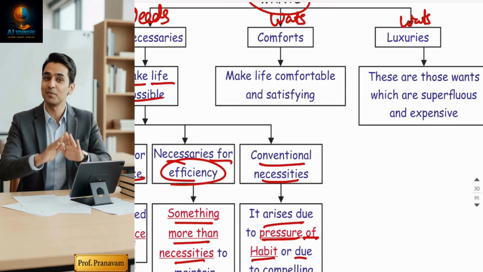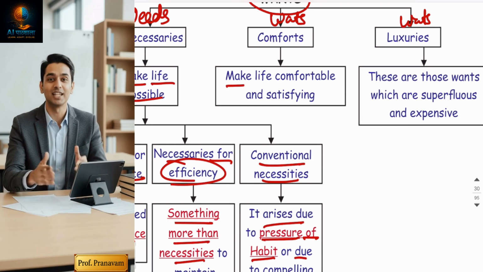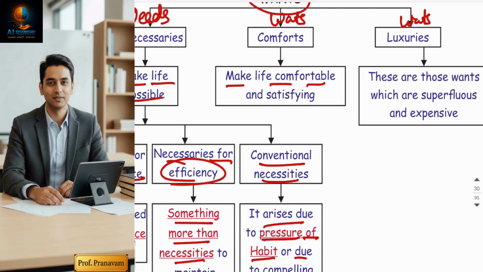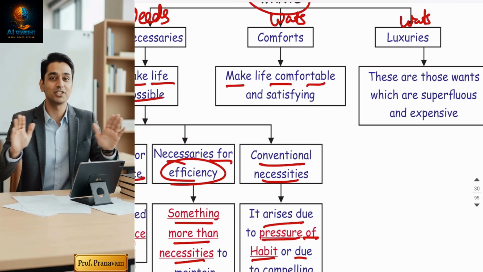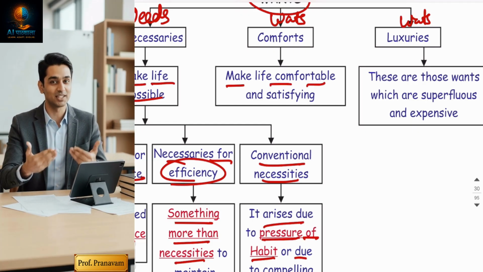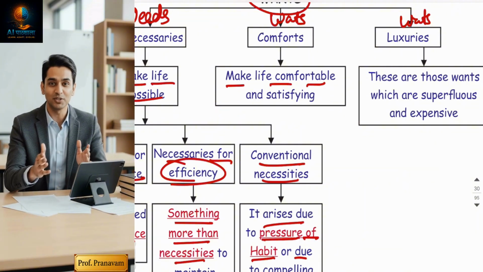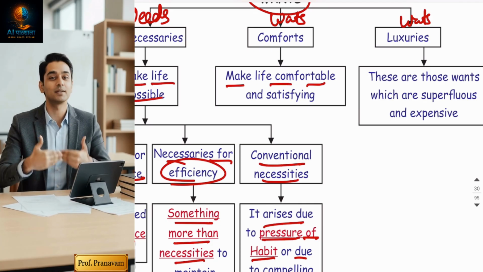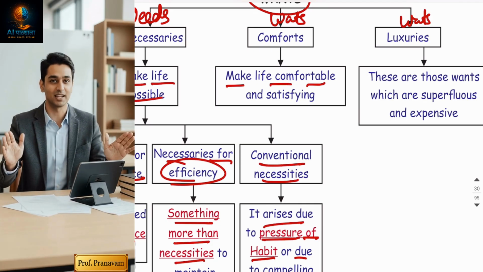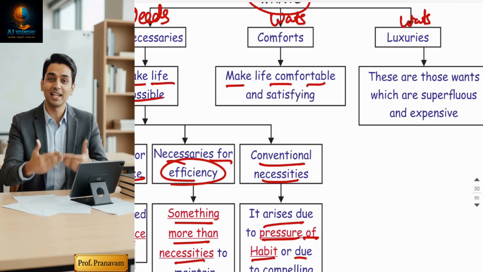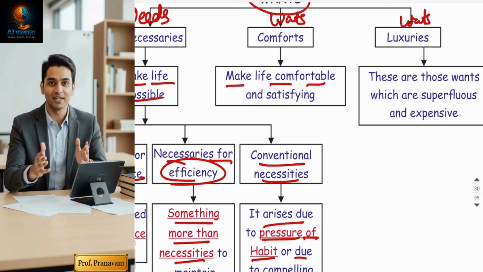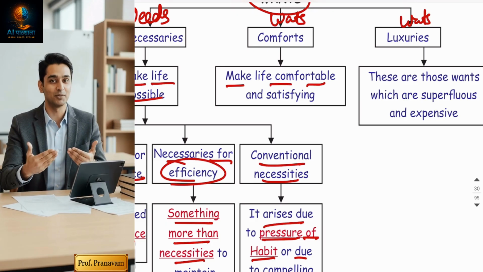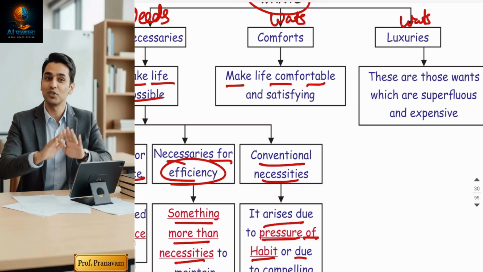Now, once the necessity is satisfied, comes comfort. Comfort makes your life easier. Those goods which are not required for survival, but something beyond survival, make your life comfortable, satisfying, and easy. For example, a 2 BHK home makes my life comfortable. It's not a necessity. Proper furniture, sofa, TV, refrigerator, fan, mixer grinder at home make my life easy and comfortable.